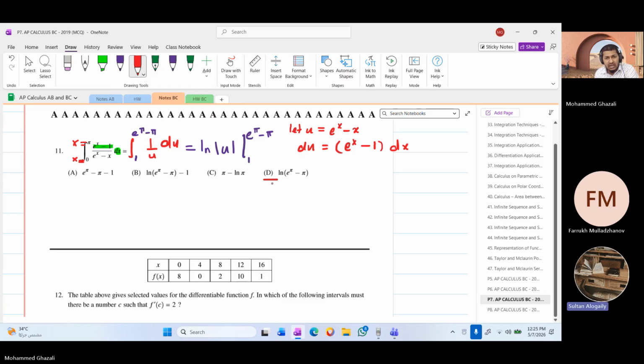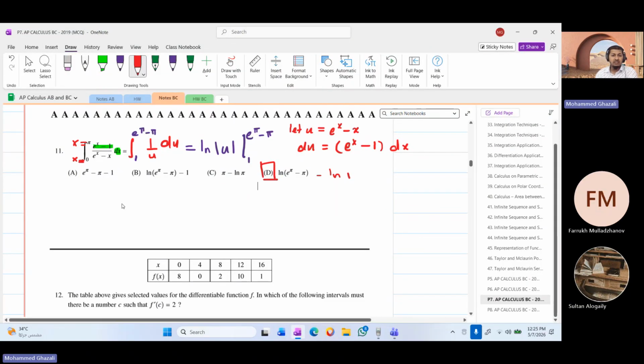If you substitute the upper boundary inside here, you get ln of e to the power pi minus pi, and then you get minus ln 1. ln of 1 is 0. So that's your answer, D. Easy. Okay? All right, easy.